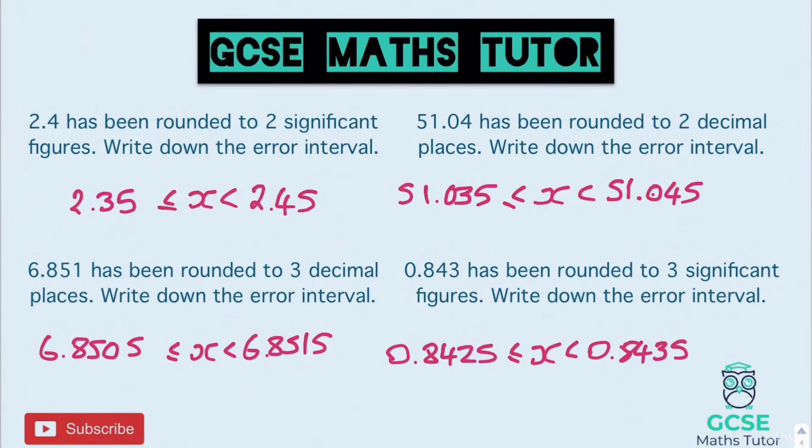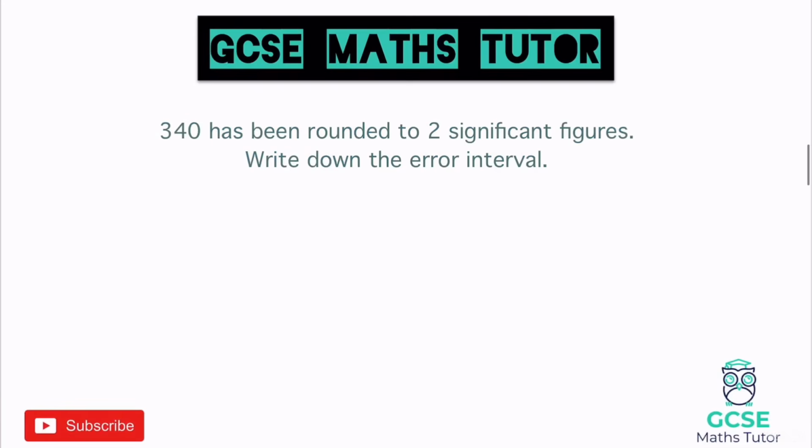Let's have a look at some where there's no decimals on the end. Okay, so here's this one. 340 has been rounded to 2 significant figures right down the error interval. Now again, when it comes to these significant figure ones, 2 significant figures in this case could have been described in a different way again. So not in terms of decimal places this time, but if you look at the number 340, that has been rounded to the nearest 10. Okay, so it's been rounded to the nearest 10, and just thinking about it like that can actually help in this case. So I'm just going to write here nearest 10. That's the other way that we could have described 2 significant figures.